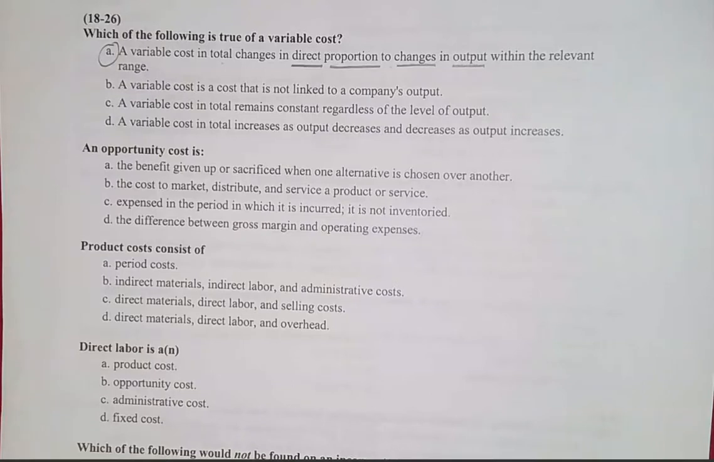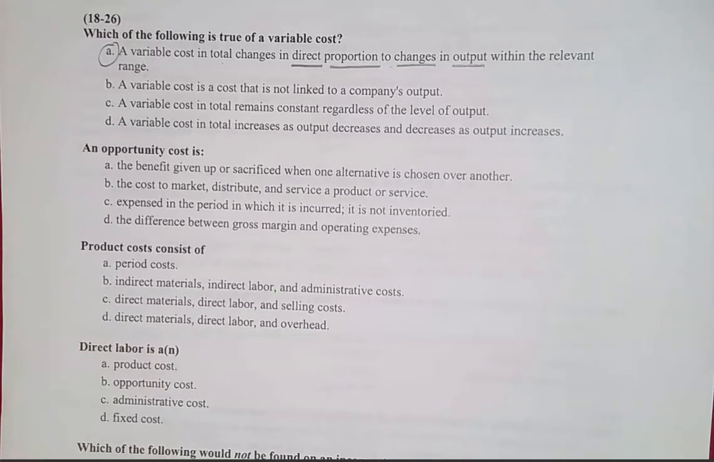As I look down through the rest of these, let's look at B. A variable cost is a cost that is not linked to a company's output. Well, it absolutely is linked to output. C, a variable cost in total remains constant regardless of the level of output. They're describing a fixed cost. And quite honestly, B is as well.